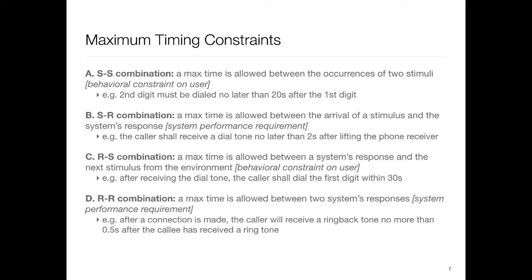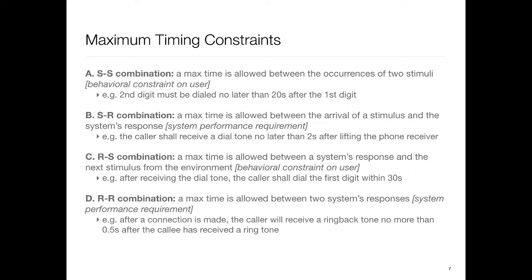So this is placing a constraint on the user, because this is an event coming into my system, and therefore it is saying something about the user, that the user must obey this maximum constraint. Another one is an SR type. It's the stimulus to response. A max time is allowed between the arrival of a stimulus and the corresponding response.